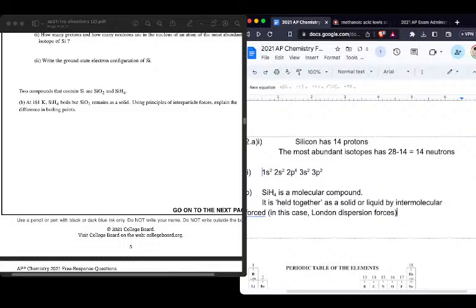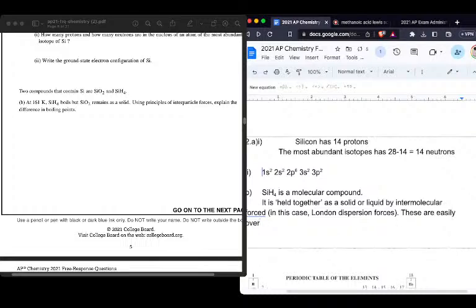Now, it's going to be your job to know if there's dipole-dipole forces, which it would have been if it was polar, or hydrogen bonding, which is what happens when you have hydrogen connected to oxygen or nitrogen or fluorine or chlorine. Here, though, SiH4 is nonpolar. It's just London dispersion forces. These are easily overcome, which is why SiH4 boils at a low temperature.